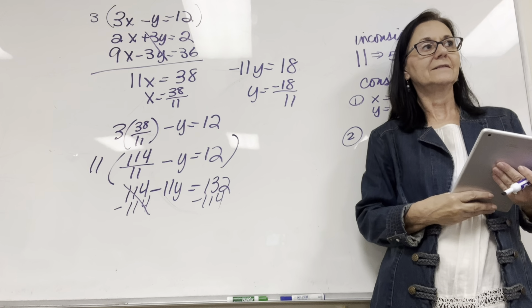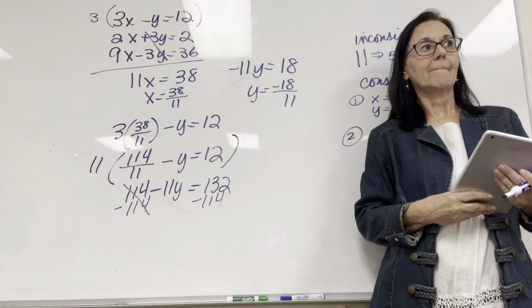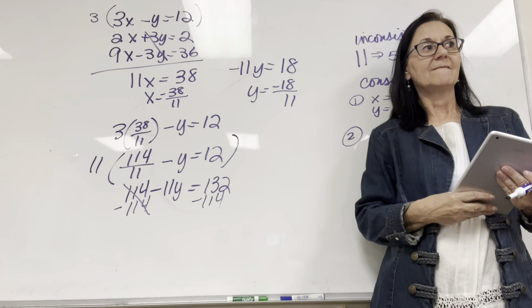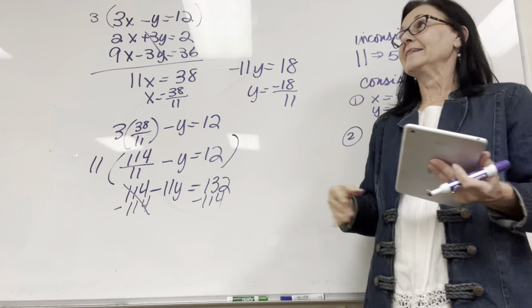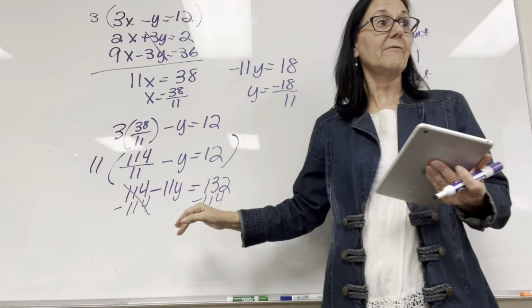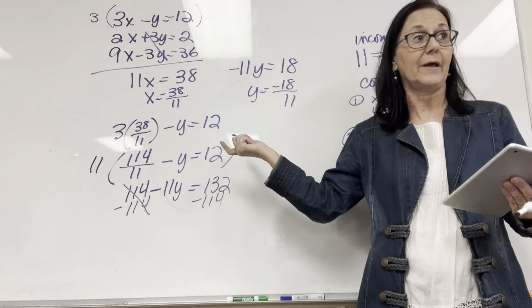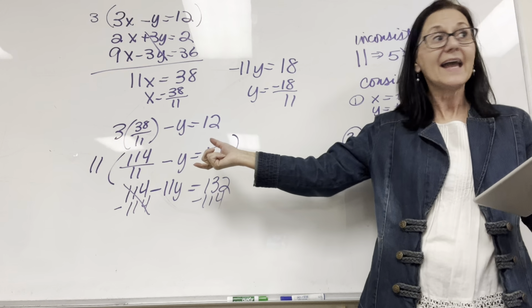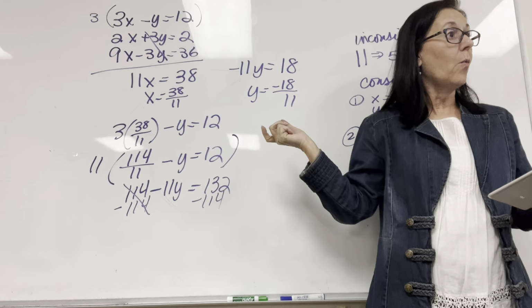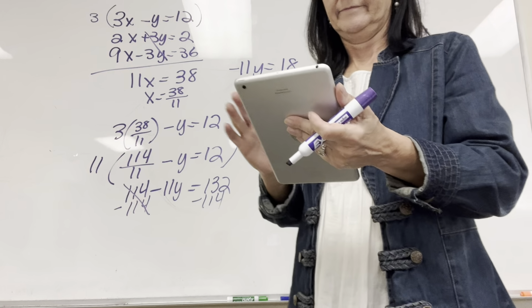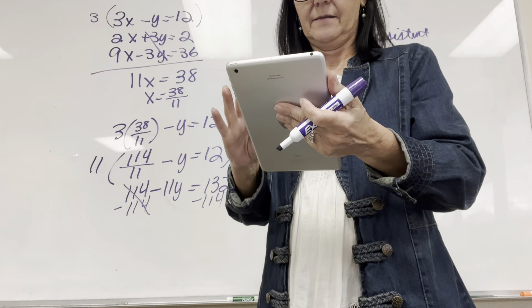Yes, Isaac. Because it's not 0 equals 0. Correct. We didn't end up with 0 equals 0, which would mean they're the same equation. There's only one solution in common. We come up with a unique x and a unique y. Make sense?